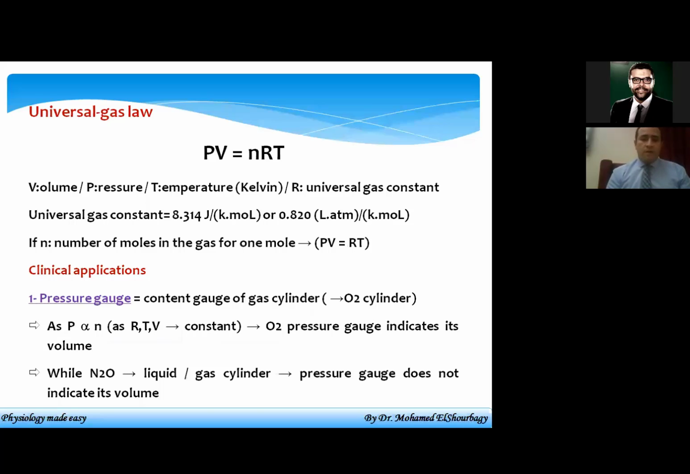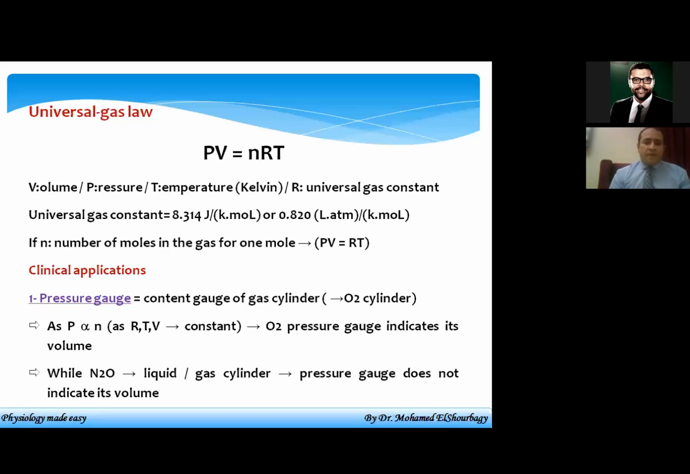Universal gas law, PV equals nRT. P is pressure, V is volume, T is temperature in Kelvin, and R is the universal gas constant, equal to 8.3 joules per kelvin per mole. If n, the number of moles of a gas, equals 1 mole, PV will equal RT. So pressure multiplied by volume will equal the constant multiplied by temperature.